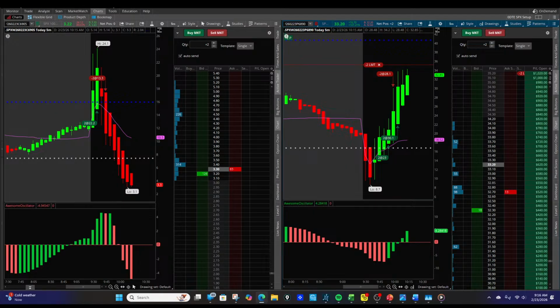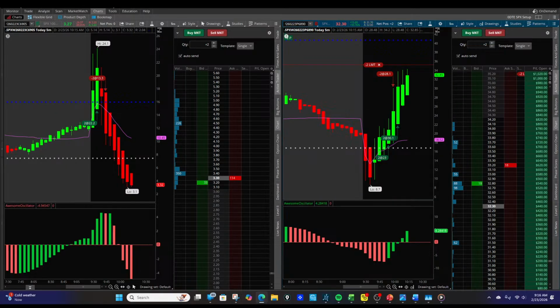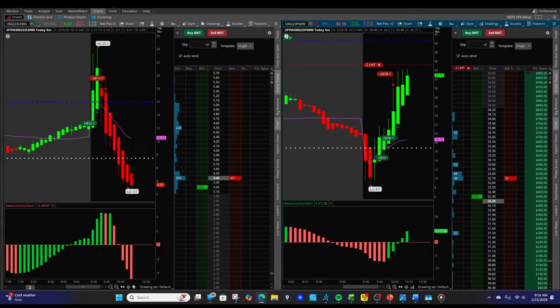Okay, that next wick is ahead of the previous wick. So it's like each wick is getting higher and higher.